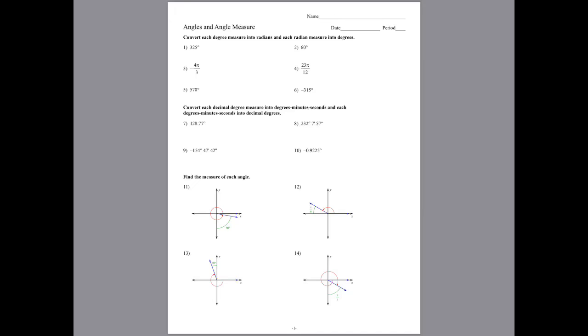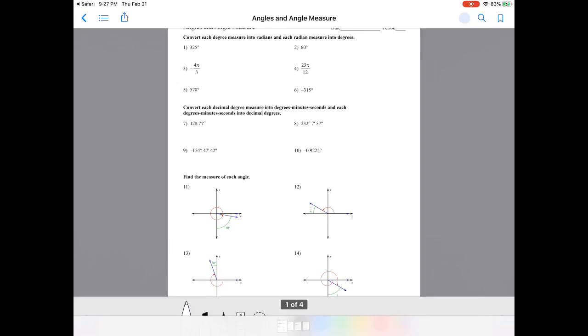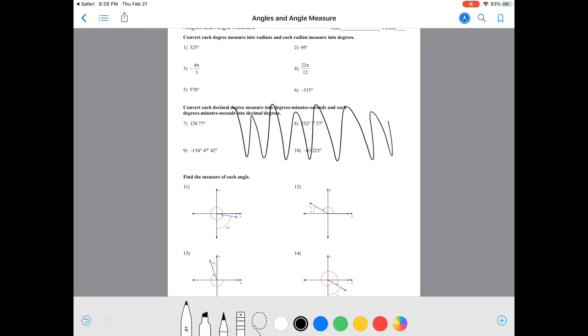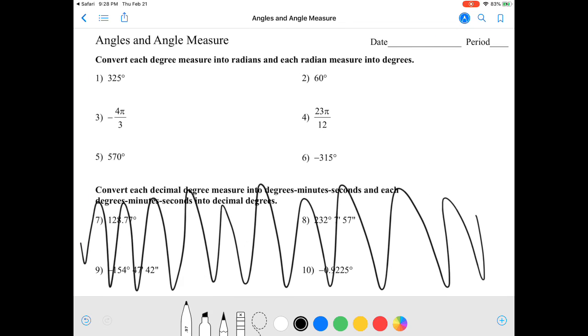So please pause the video so the sub can hand out this worksheet. Okay, so first we're going to cross off some problems on the page, just because it's something that we're not going to go over in this unit. So cross off problems 7, 8, 9, and 10. We don't need to talk about the minutes and seconds with our degrees.